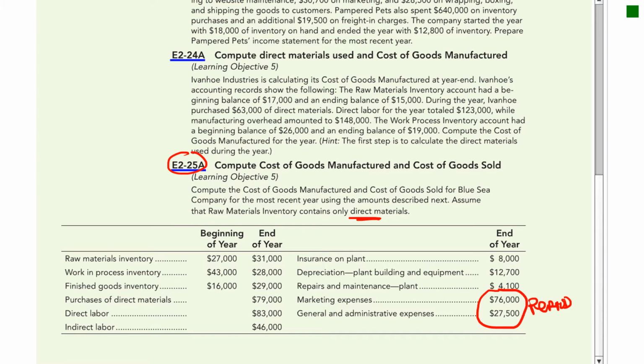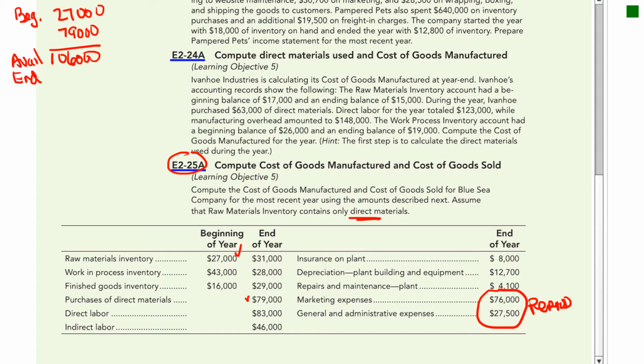So first step is we've got to figure out, again, direct materials used. We'll start with our beginning raw materials, which looks like it's $27,000. It looks like they purchased $79,000. We're going to add that to the beginning inventory, and that's going to give us $106,000. That's basically raw materials available.